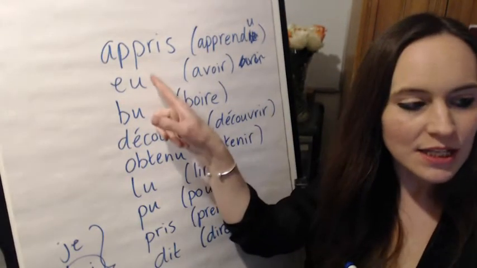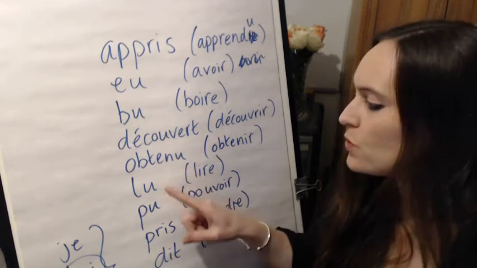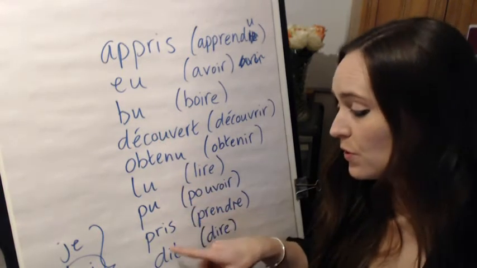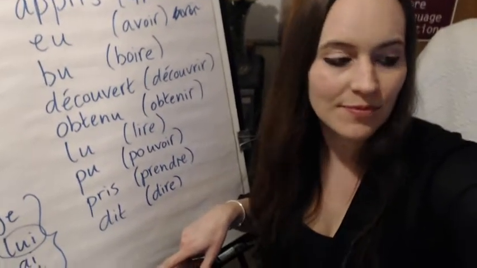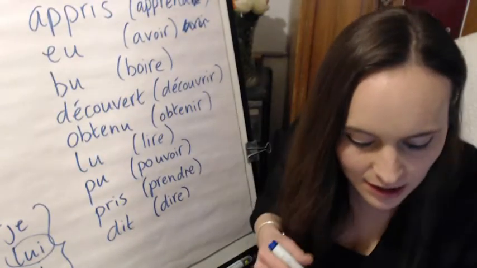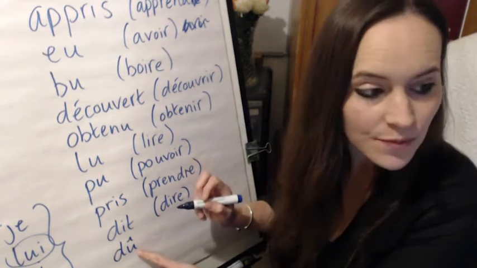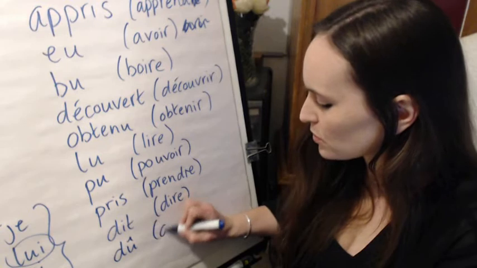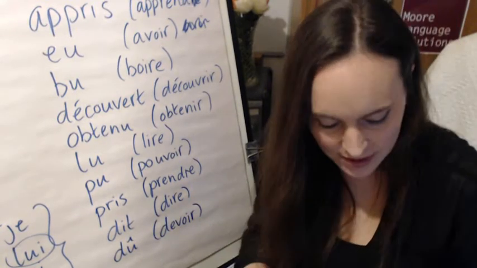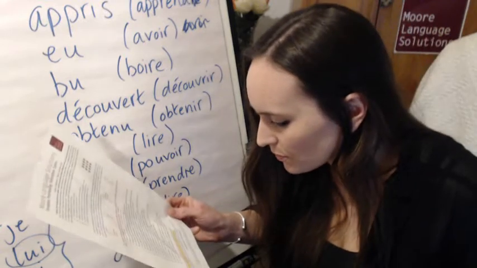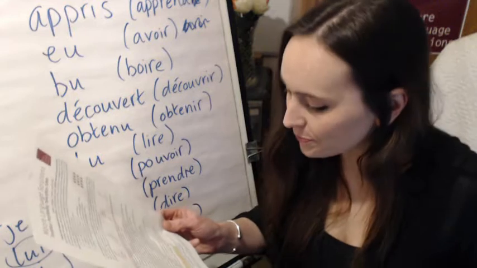Okay, so let's have a look at what we've got so far: j'ai appris, j'ai eu, j'ai pu, j'ai découvert, j'ai obtenu, j'ai lu, j'ai pris, j'ai dit. On a alors dû. This is a useful one, the modal verb devoir. It means to have to do something. Bon, par exemple, let's have a look at my example: as-tu dû prendre le train? Did you have to take the train?